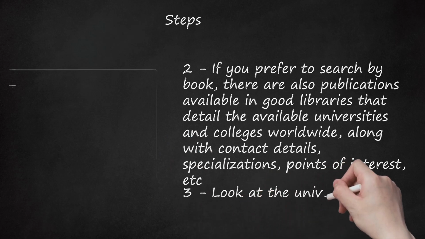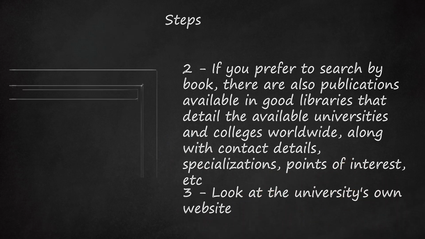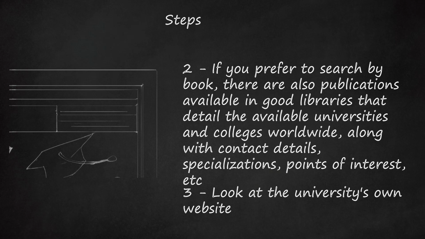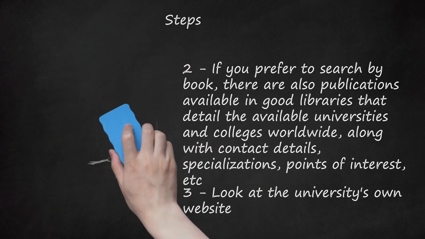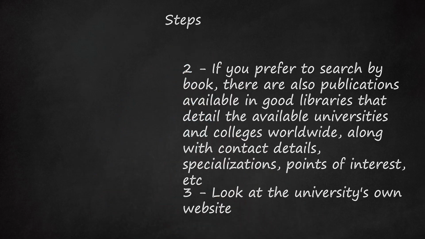3. Look at the university's own website. Once you've chosen some universities or colleges that interest you, go to their own homepage online and start looking through the key data. Good areas to look include the information for prospective students, history of the university, courses offered, key highlights of the educational programs offered, etc.